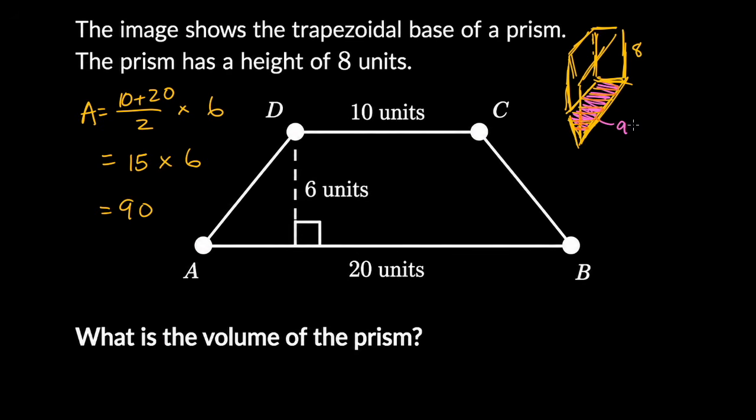This is 90. So if we want the volume of the entire prism, we'd multiply that base times the height. So it would be 90 times 8. So 90 times 8, which would get us a volume of 9 times 8 is 72. So this is going to be 720 cubic units. And we're done.